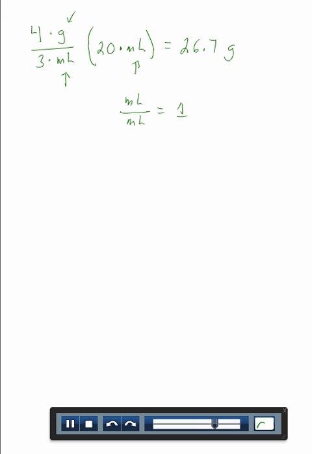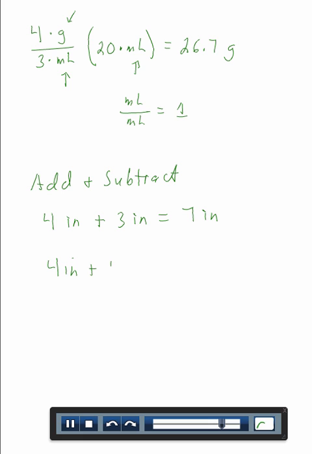Okay, now let's consider addition and subtraction. In this case, we have to add or subtract numbers in the same units. So if we had 4 inches plus 3 inches, that total would be 7 inches. If we had 4 inches plus 1 foot, we can't add those two numbers together because they have different units. We would have to convert one of the units so that they would match. So we could convert this to 12 inches and add that to 4 inches and get 16 inches.